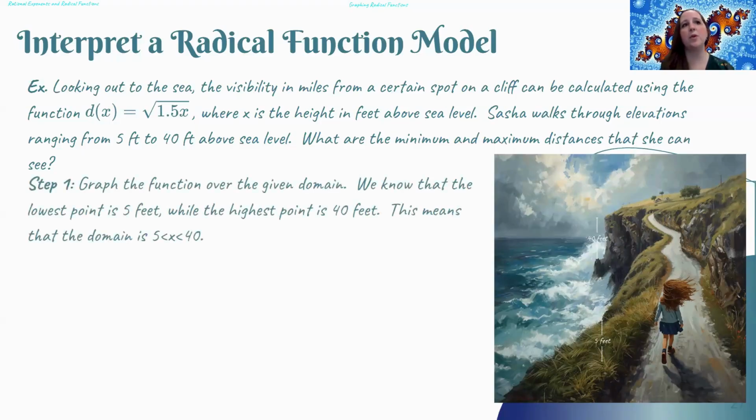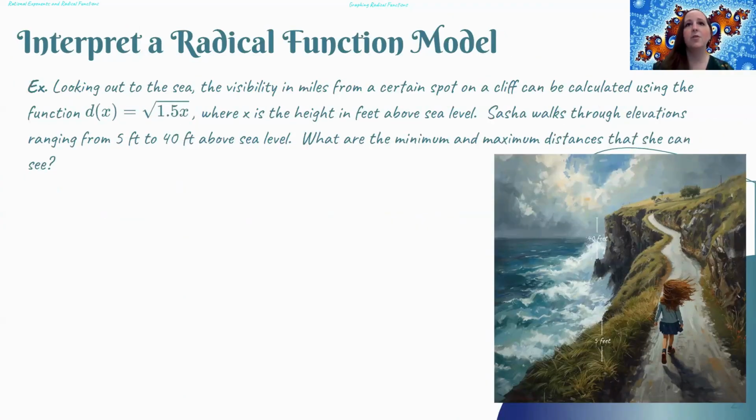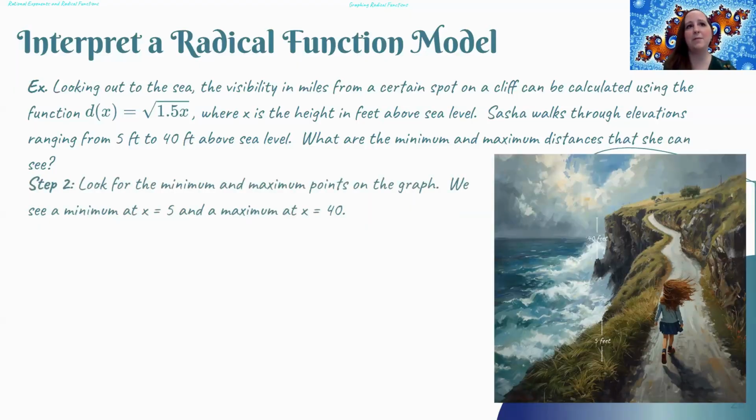So the first thing I want to do is graph the function over the given domain. They told me the lowest visibility and the highest that she could see. So the lowest point is 5 feet, the highest is 40 feet. So I'm graphing this function, the square root of 1.5x, from 5 to 40. So it looks something like this. From here, I'm looking at my minimum and my maximum distances. So I have a minimum at 5 and a maximum at 40.